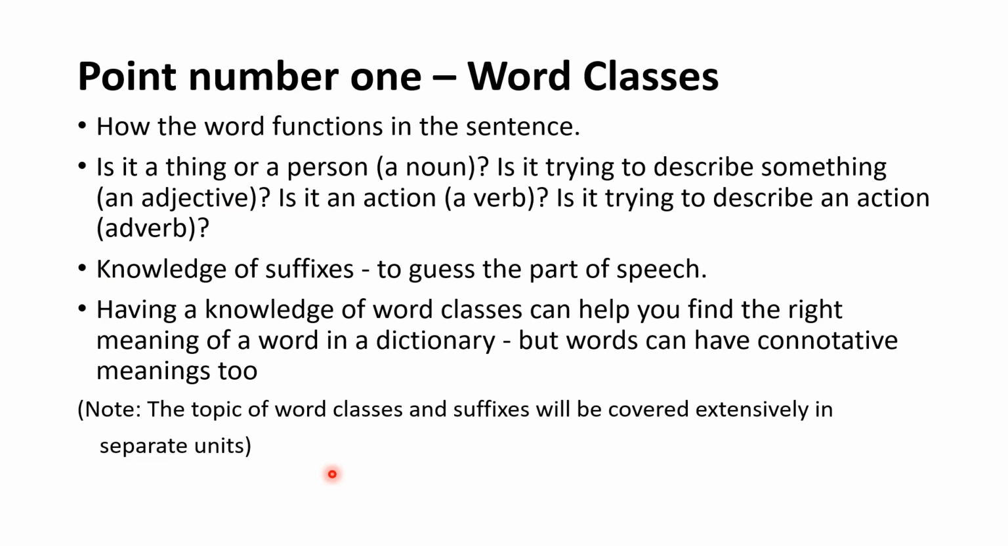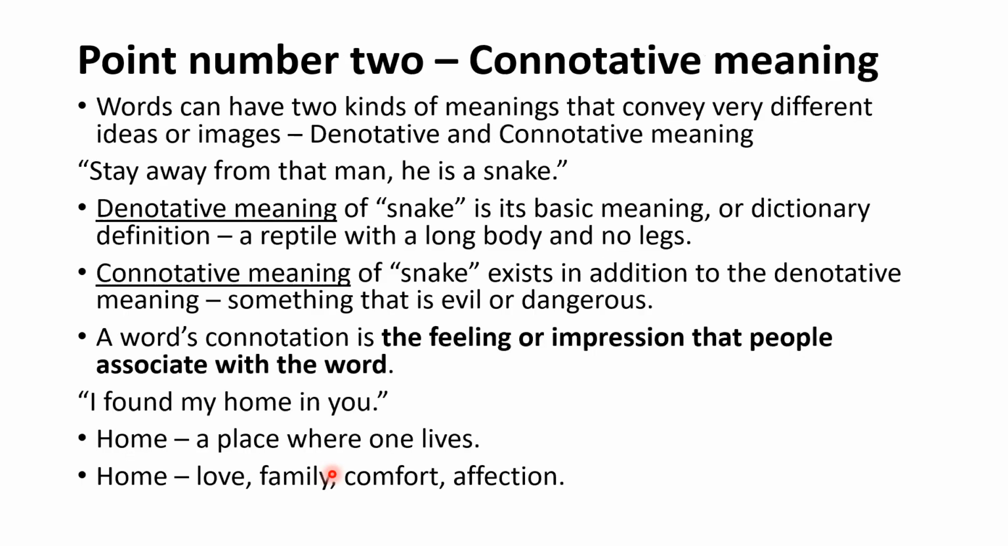meanings. So this brings us to point number 2, connotative meaning. What is connotative meaning? Words can have two kinds of meanings that convey very different ideas or images. The same word can have two different meanings, completely different. These two different meanings are called denotative meaning and connotative meaning.